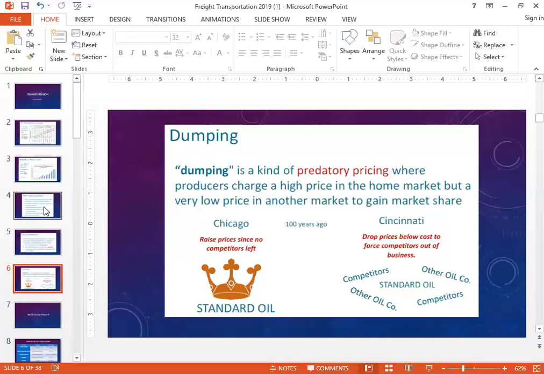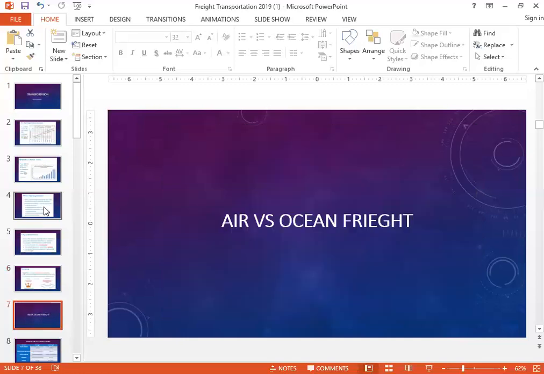So they keep an eye on, if a good is coming into the country, how much was it priced at in the country of origin? And it has to be at least that much. Otherwise, they will charge an anti-dumping duty, which again would go to the government.